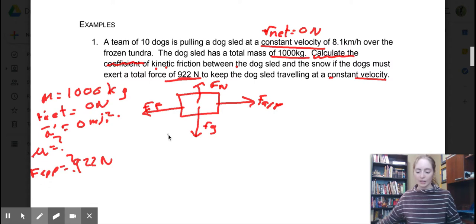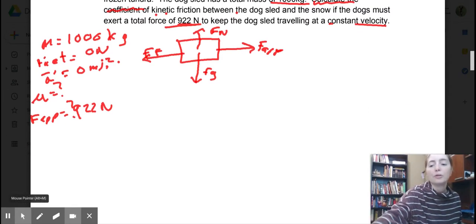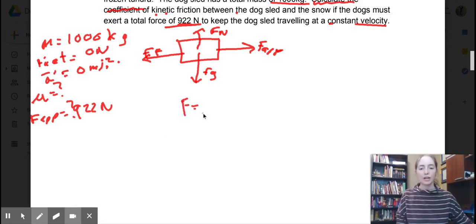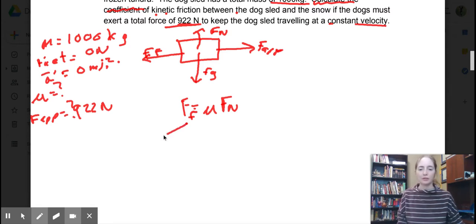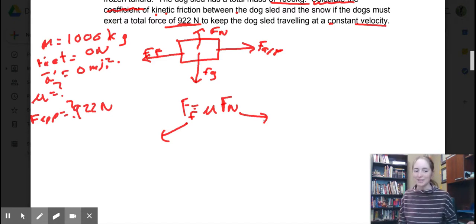Okay. So let's do a bit of planning here, ladies and gentlemen. We have been asked to calculate our mu. So our equation in order to get mu is our force of friction is equal to mu Fn. Okay, well, at this point, we don't have our force of friction and we don't have our Fn. So we are going to have to calculate both of those before we can do anything else. Let's start with our force of friction because we can.